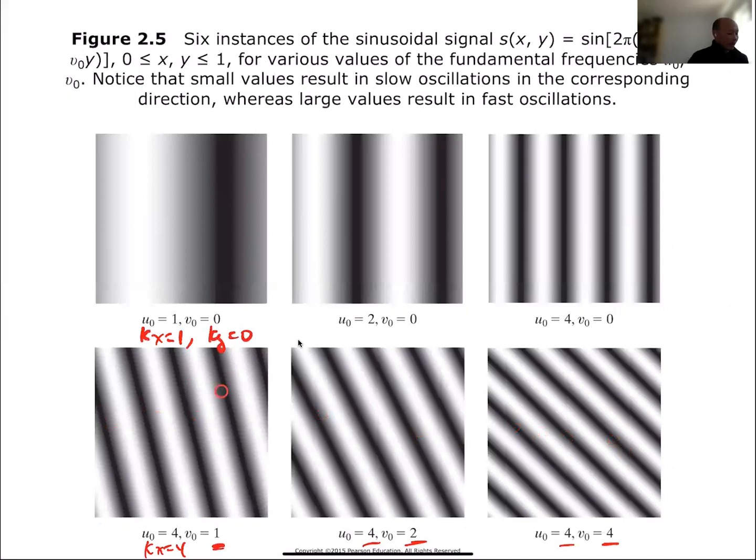But now let's look at what's happening in the y dimension. Going from here to here is one repetition, so it's a pretty long period, according to Ky equals one. Here that's halved, because we've gone to Ky equals two, so the spacing is much less. And here it's even less because Ky equals four. So if we keep one spatial frequency the same but change the other, that just changes the angle of our plane wave.